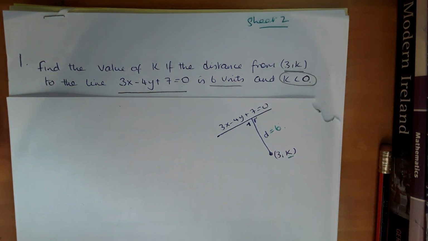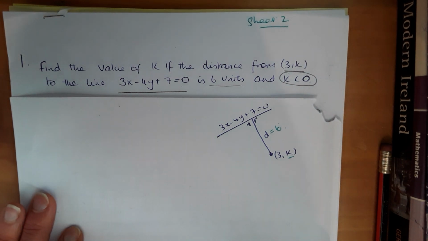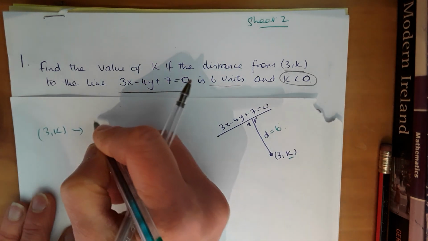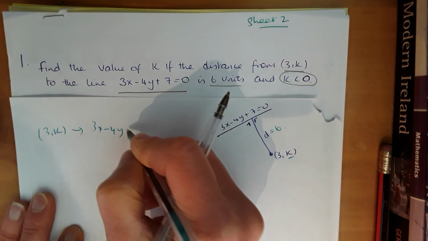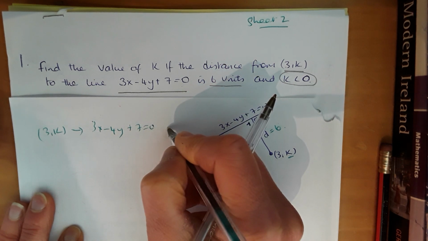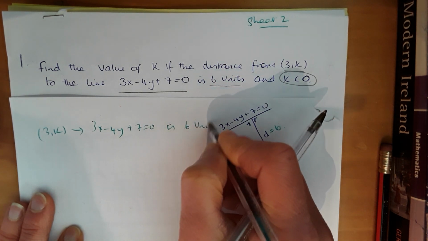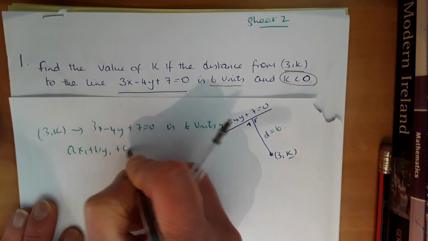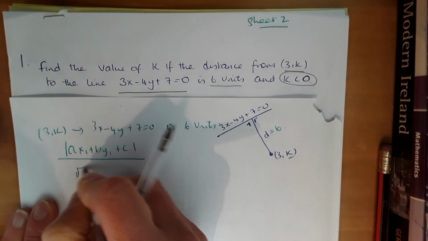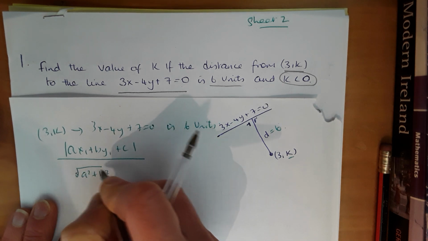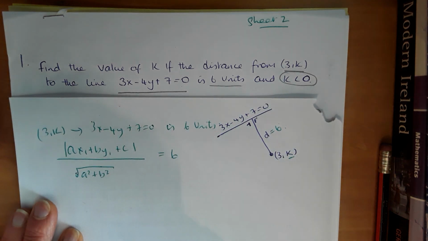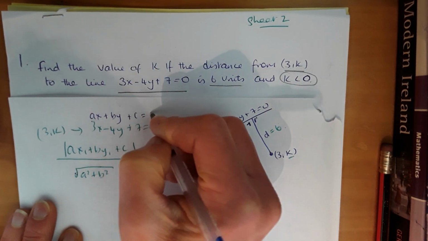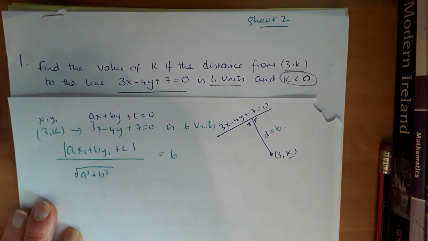And I'm asked instead to find k. So really what I'm doing is working backwards. I'm still using the same formula. If I got the perpendicular distance from 3k to the line 3x minus 4y plus 7 equals 0, I know that it is 6 units. So the formula I would have used is the modulus of ax1 plus by1 plus c over the square root of a squared plus b squared, and I know I would have gotten 6. So here I have ax plus by plus c equals 0, and x1, y1.